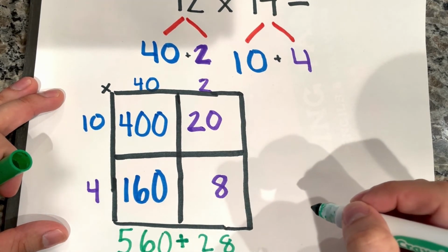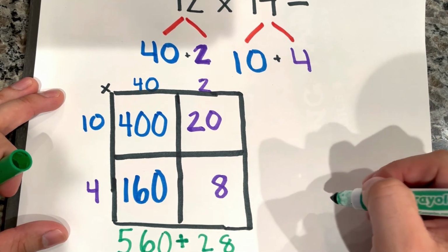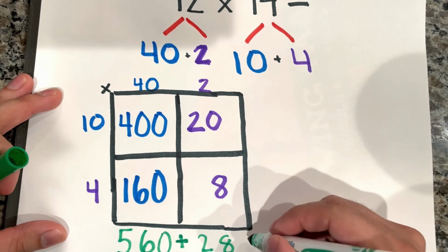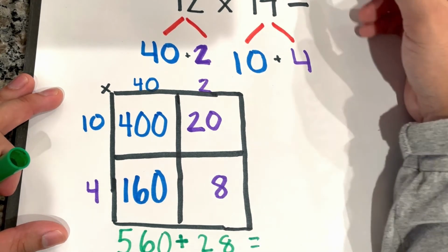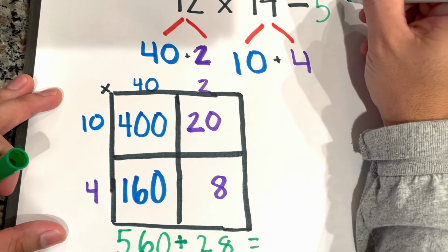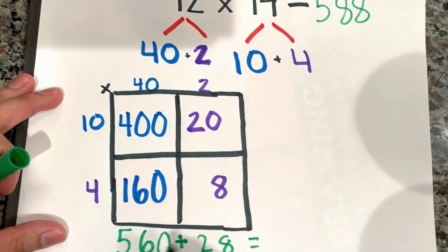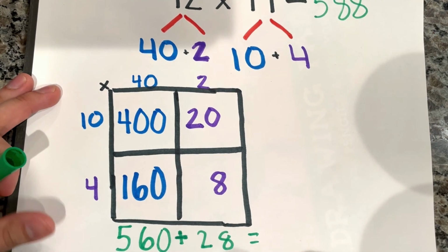So now we have 260 plus 28. Add those together and you get 588. Woo, perfect. And there is our answer. We added these two together and we got 588.